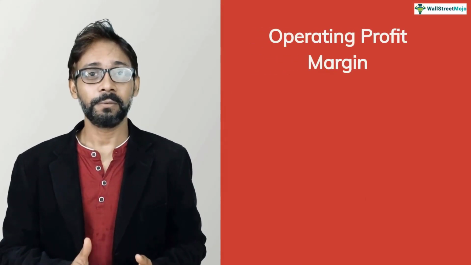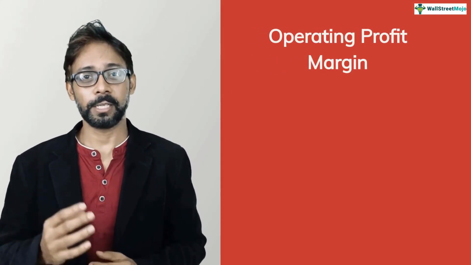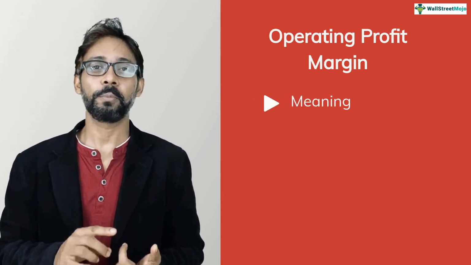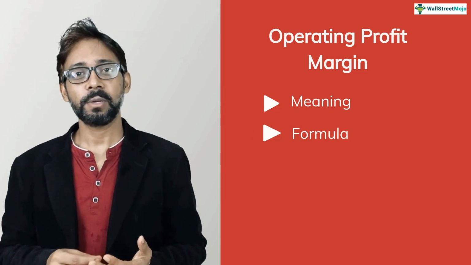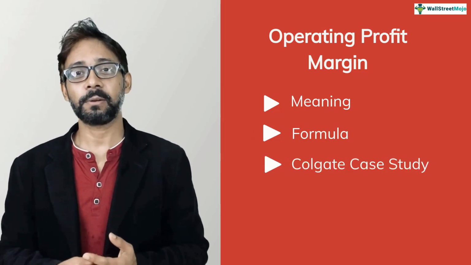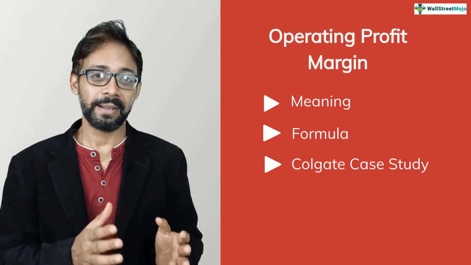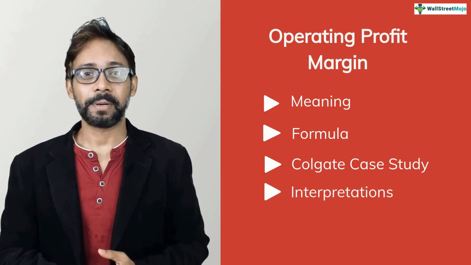So in this tutorial, we'll focus on four things. Number one, we'll understand what operating profit margin means. Number two, we'll look at the calculations and the formulas. Number three, we'll apply these calculations on the Colgate case study. And number four, we'll look at its interpretations and its uses.